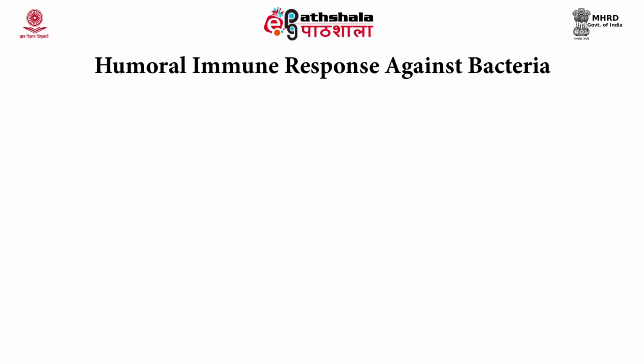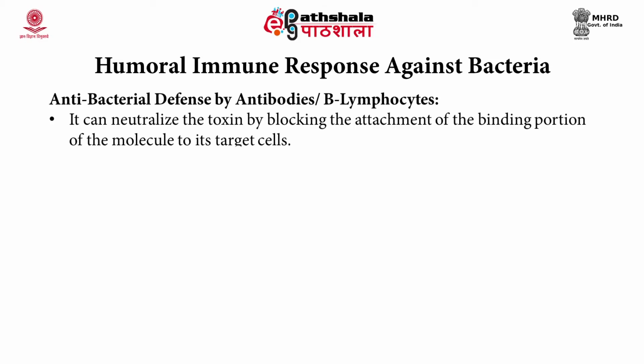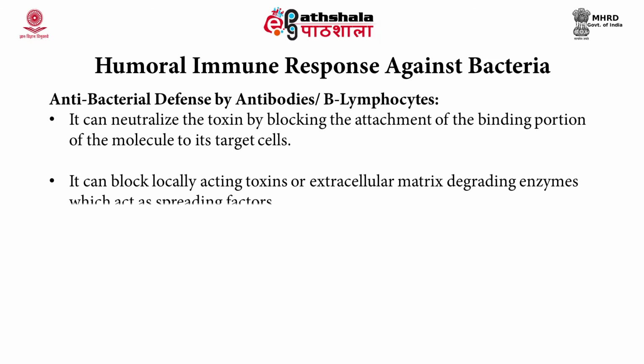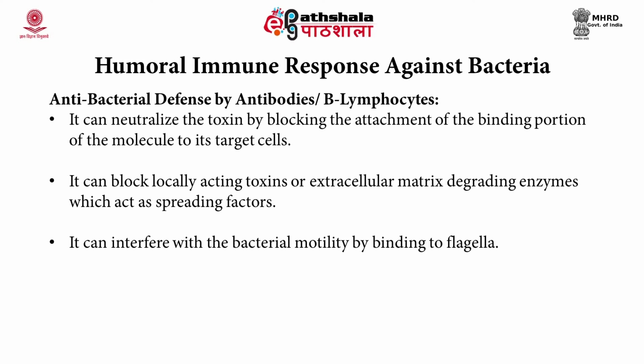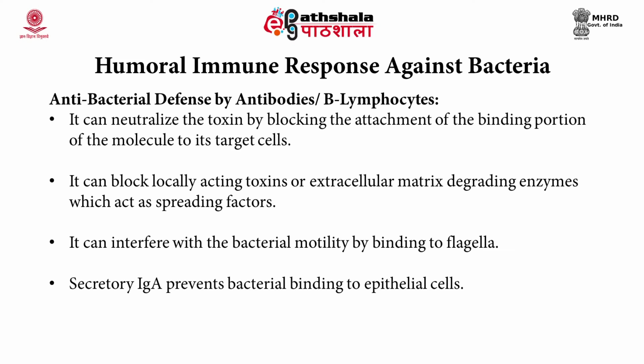Let's move on to humoral immune responses taken by body against bacteria. The antibacterial defense by antibodies and or B lymphocytes, such as the neutralization of toxins by blocking the attachment of binding portion of the molecule to its target cells. It can also block locally acting toxins or extracellular matrix degrading enzymes which act as spreading factors. It can interfere with the bacterial motility by binding to the flagella. Secretory IgA prevents bacterial binding to epithelial cells.